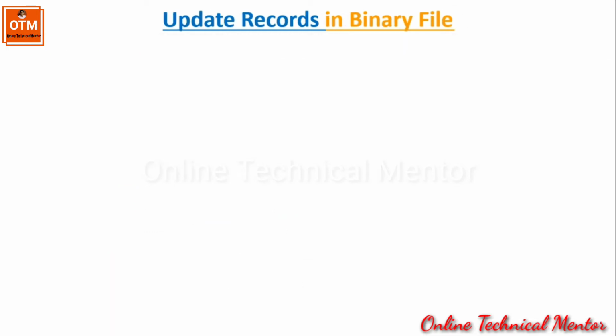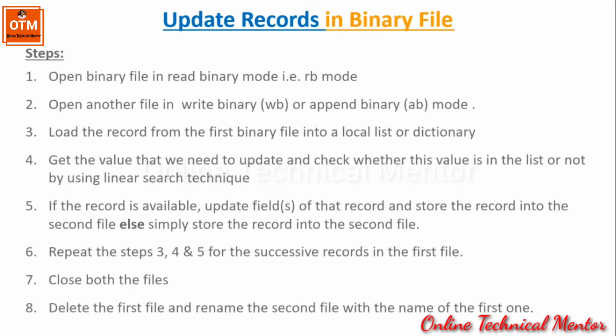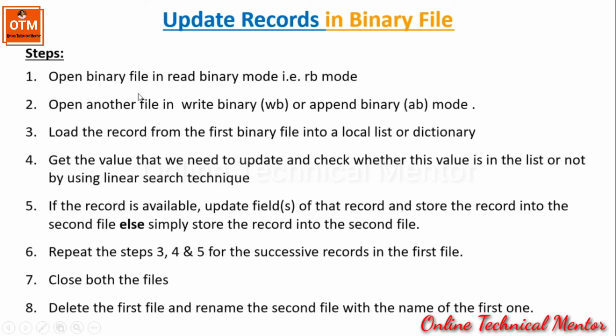Next, move to update records in binary file. Here also I will show you the 2 methods. Look at the steps. First of all, we have to open the binary file in the RB mode. Open another file in write binary or append binary mode. So here we require 2 files. The file from where we are going to extract the record, and the file where we are going to write the updated record along with the other records.